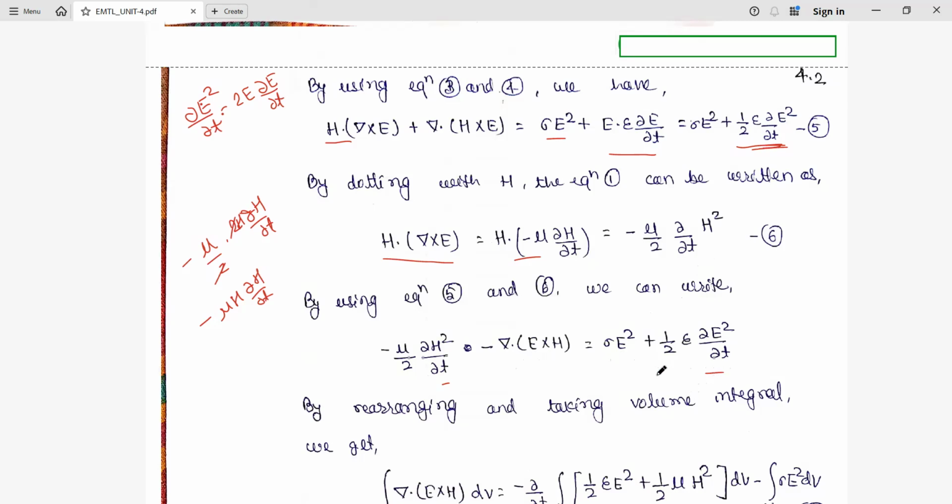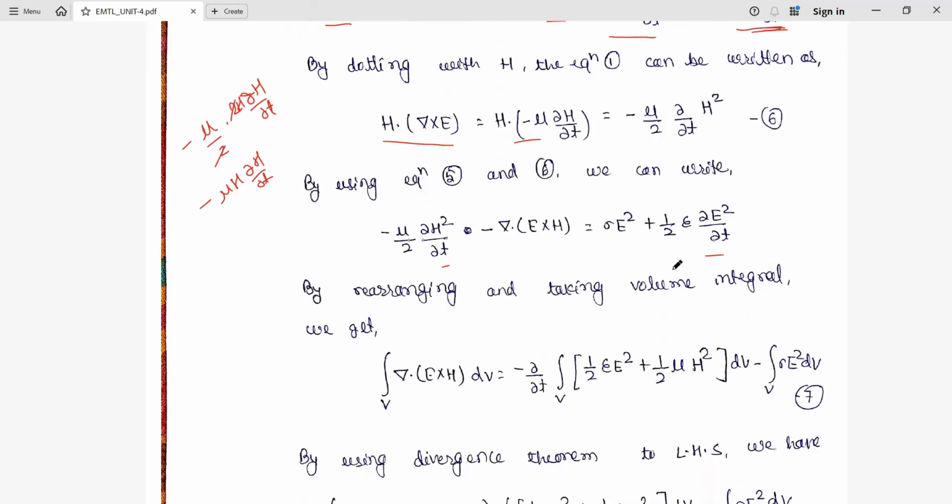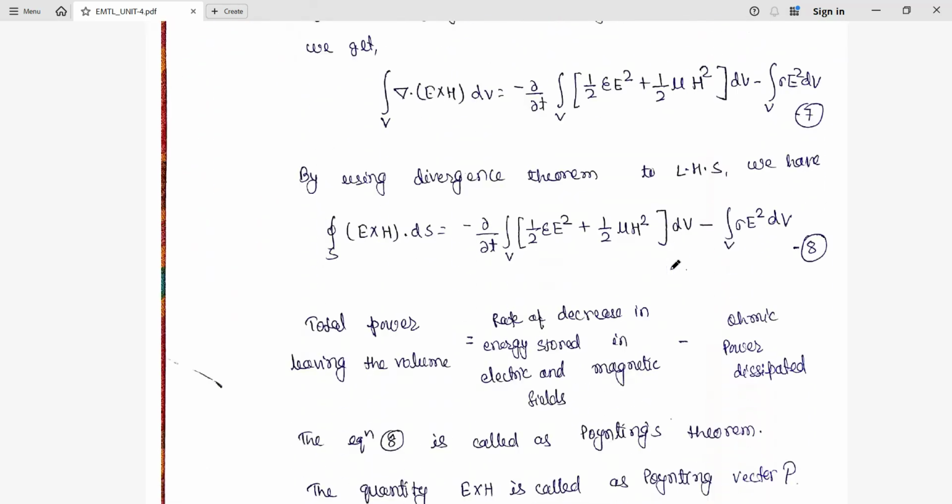So now we are going to rearrange and take the volume integral of this equation. Finally, the volume integral of del dot E cross H dV equal to minus dou by dou T volume integral of 1 by 2 epsilon E square plus 1 by 2 mu H square dV, minus again the volume integral of sigma E square dV. So this is equation 7. Here we are seeing that we have a volume integral.